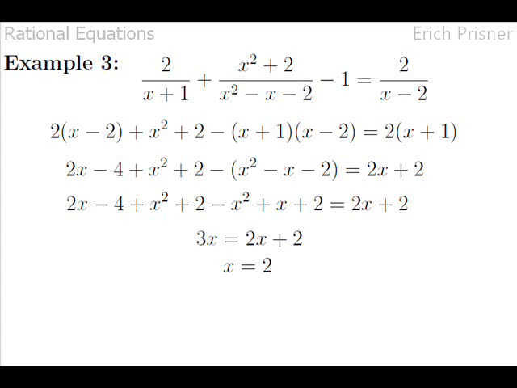So, is this it? Is x equals 2 the solution to our rational equation in example 3? Try to plug it in. You get rational expressions with a 0 in the denominator, so x equals 2 does not work. It is not a solution. What did we do wrong?